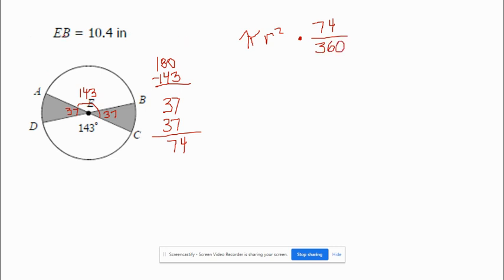So now they tell us that E to B, which is nice because, is that a radius or a diameter? That is a radius. So this is a radius of 10.4. So we're going to do pi times 10.4 squared. And again, my personal preference is to multiply the 74 and then hit equals to figure out what that is. So let's do that real fast. We're going to do our pi key in our calculator times 10.4 squared times 74.